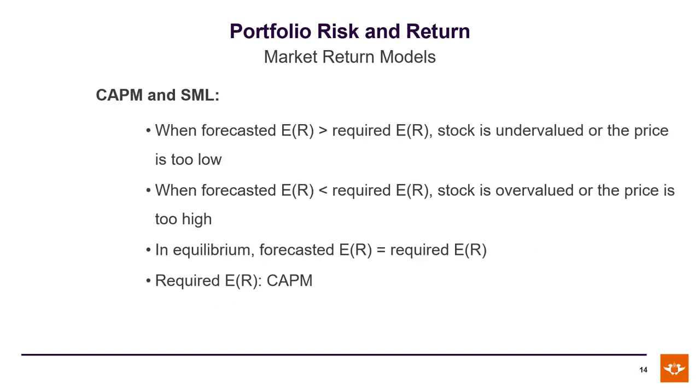So when we look at CAPM and the security market line, because the returns from CAPM are depicted by the security market line, any deviation from that line has an impact on the stock price and an implication for that stock price. So when the forecasted expected return is higher than the required expected return, or the return generated by the CAPM model, the stock is considered to be undervalued. Obviously, when the forecasted expected return is less than the return generated by the CAPM, the stock is overvalued, and in equilibrium, the expected return and the required return will be the same.